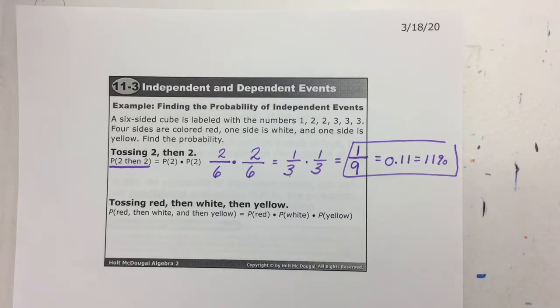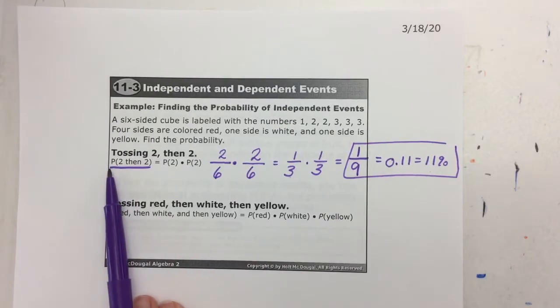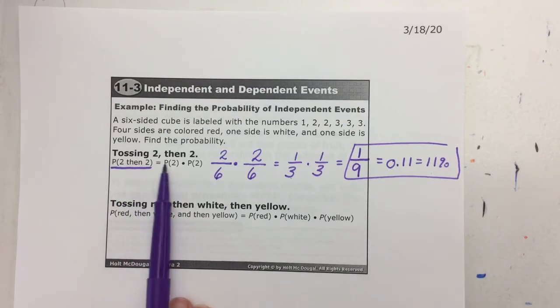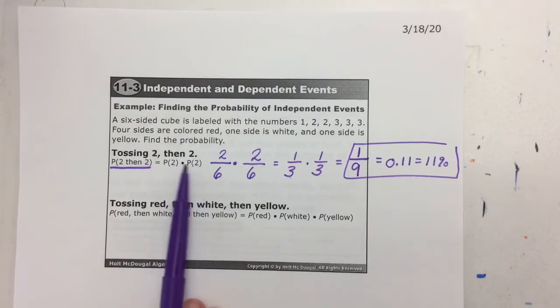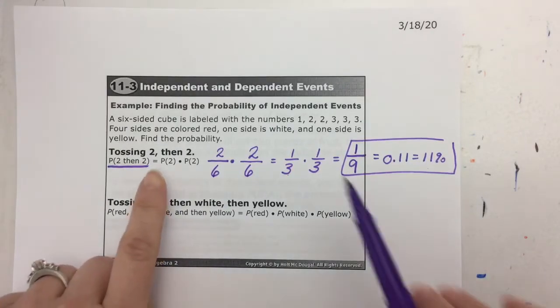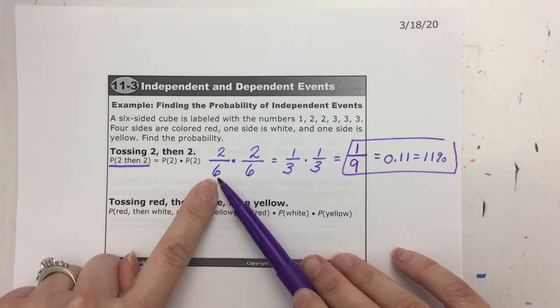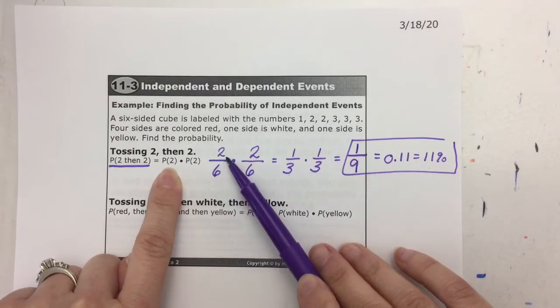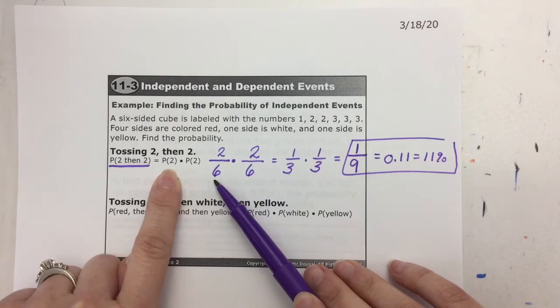They want us to find the probability. This notation here means find the probability of rolling a 2, then you pick it up and you roll a 2 again. So we are looking at 2 separate probabilities here. If I look, there are 6 sides on the number cube. The probability of getting a 2 would be 2 out of 6 because there are two 2s on the number cube that contains 6 sides.